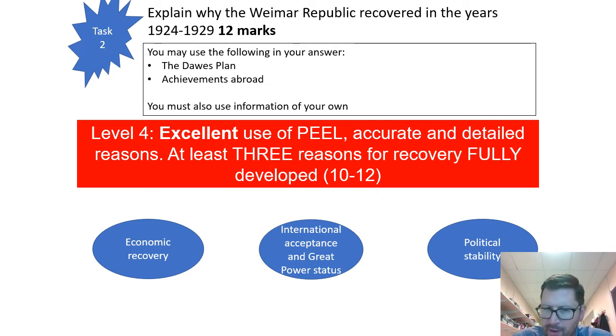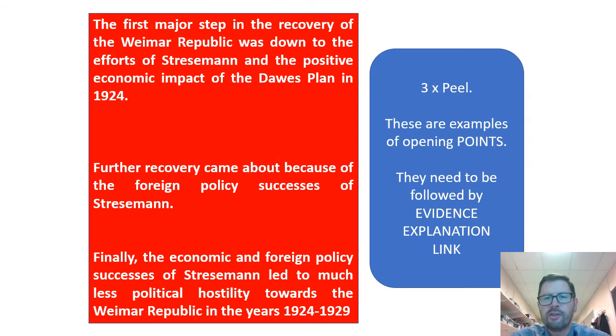And these 3 paragraphs will match our table. We'll have a paragraph on economic recovery, a paragraph on international acceptance and great power status, and a paragraph on political stability. And next slide, I'll show you some of the key links you can use to get you going. Okay, the good news is this is a narrow focus question. It only wants you to explain why the Weimar Republic recovered, not to make an assessment about how far it recovered. So I've given you 3 PEEL points here.